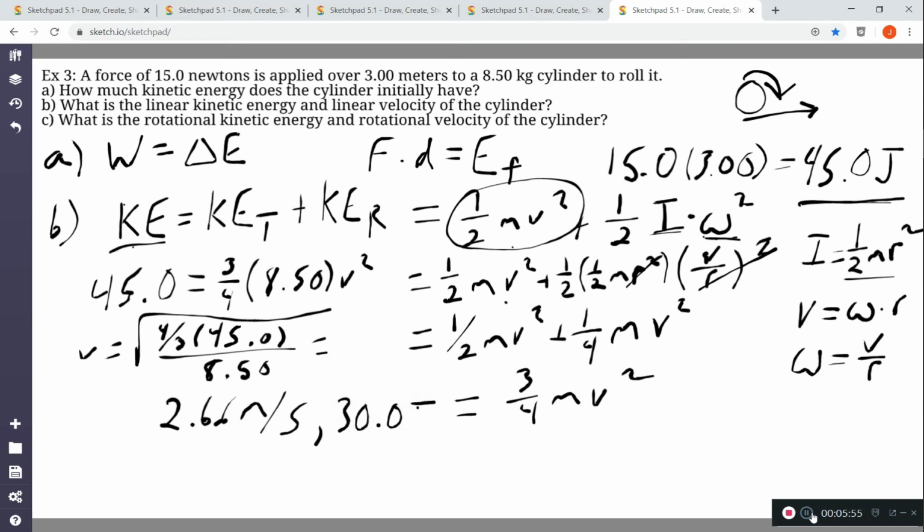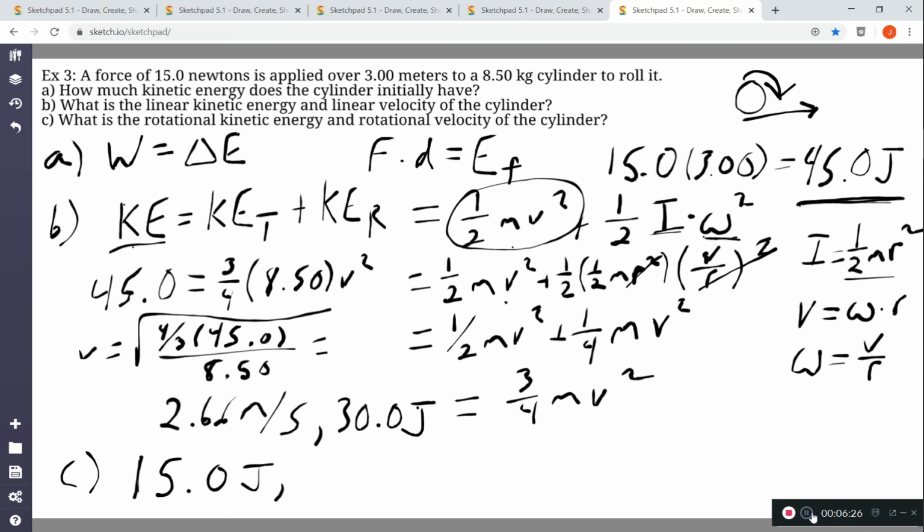Now, we could do a very complicated process for part C, but there's some nice little tricks here. We know that the total kinetic energy is 45.0 joules, and our translational or linear kinetic energy is 30.0 joules. That means our rotational has to be the other part of that. Our rotational has to be 15.0 joules.